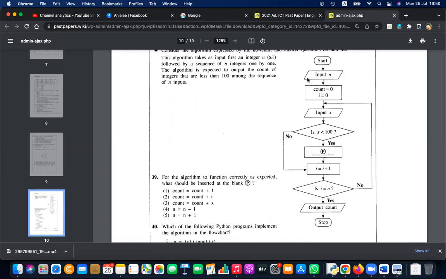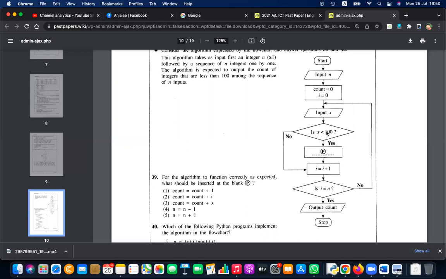Input is a parallelogram. It is input. Count equals 0, I equals 0. What is that? A rectangle. Rectangle means a process, right? Then input x is a parallelogram, which means input.